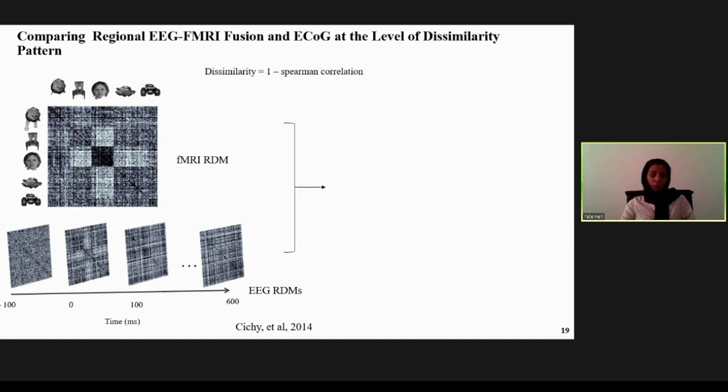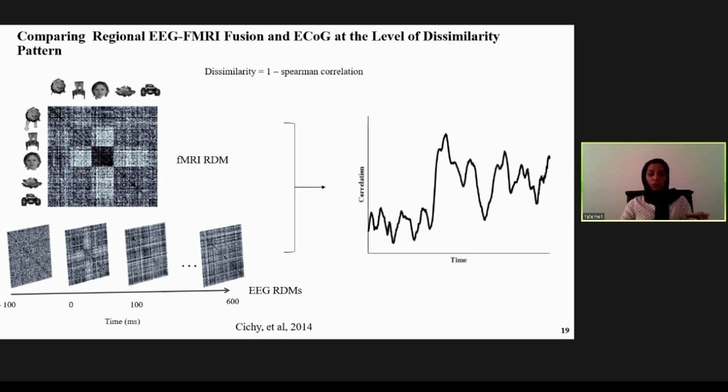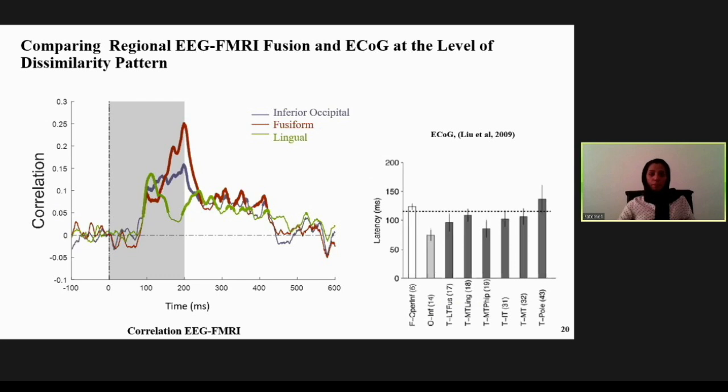Then for each region, we correlated fMRI RDMs to EEG RDMs at each time point, and this gives a signal over time. The first time point at which the correlation of the similarities is significant is comparable to the mean latency in ECoG data. There is a similar latency in occipital, inferior fusiform, and lingual areas, but not in parahippocampal, inferior temporal, and temporal pole.